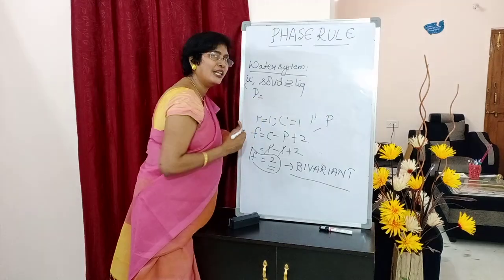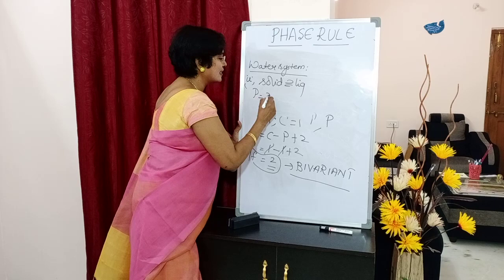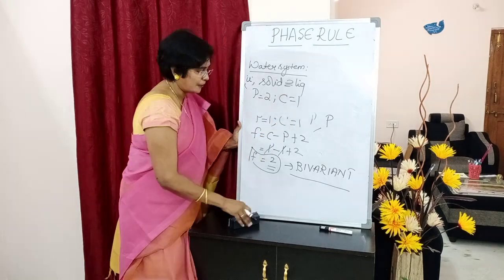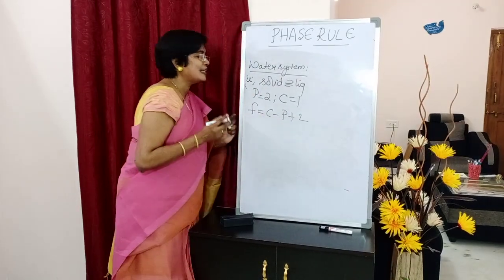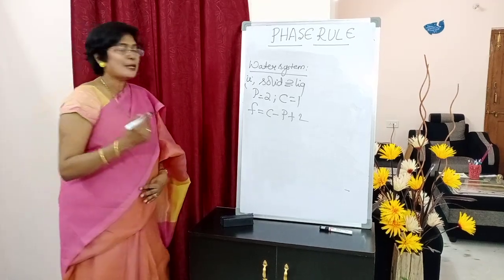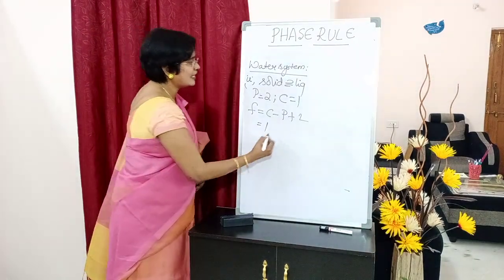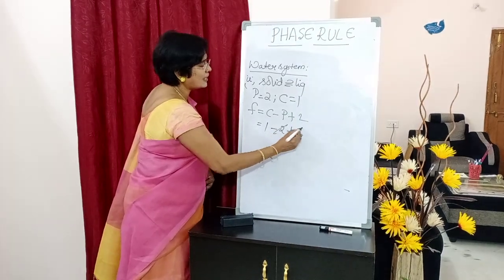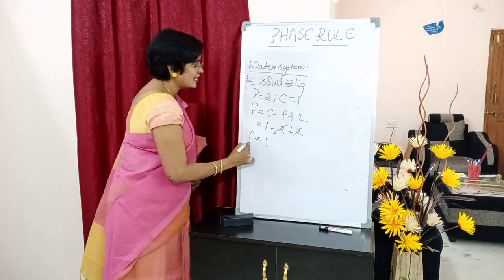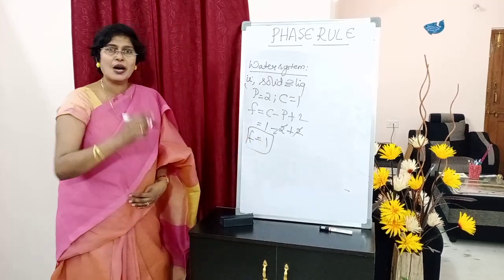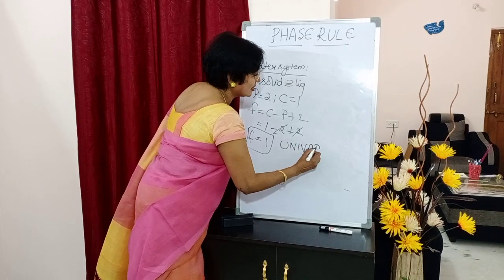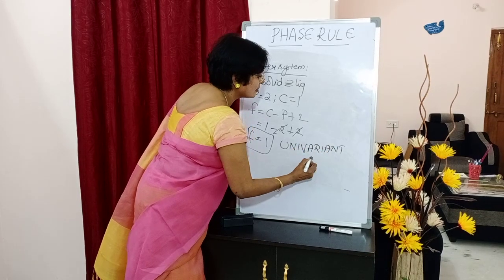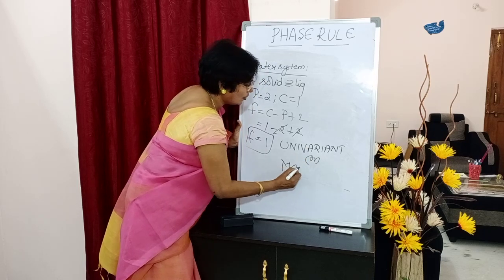Now P is equal to how many? How many phases? 2 phases. Components we know, one component system. Now let us calculate degrees of freedom from the expression F is equal to C minus P plus 2. Substitute. C is equal to 1. P is equal to 2. 1 minus 2 plus 2 is equal to 1. That means degrees of freedom only 1. Then the system is called as univariant or monovariant.